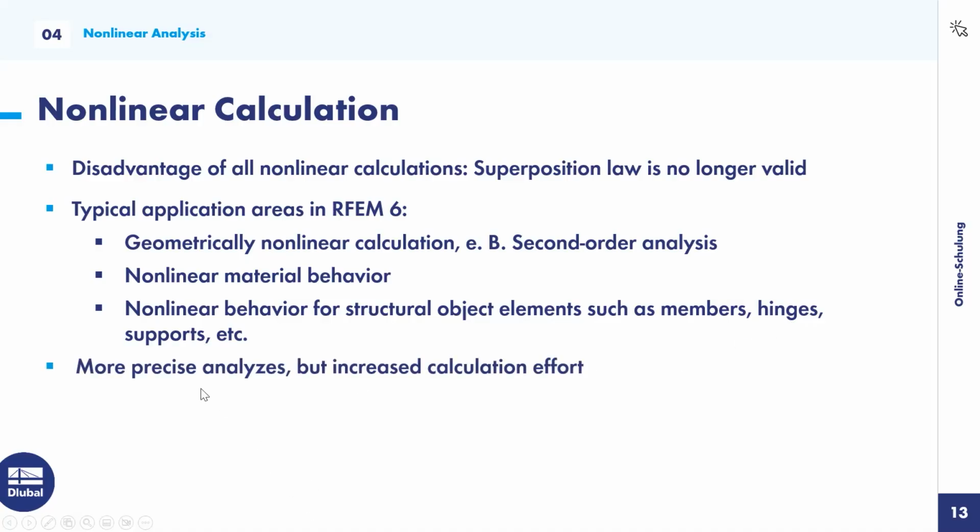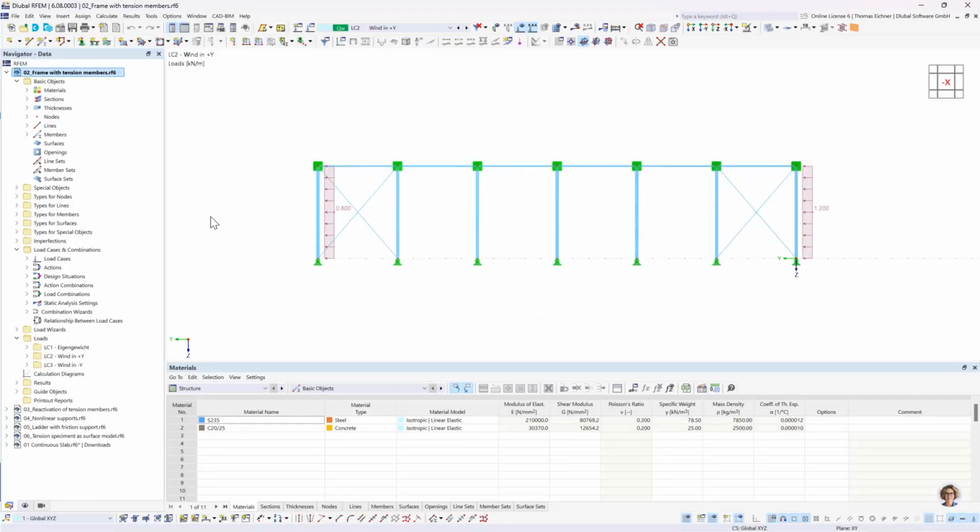Yeah, and this is the problem, as I said. We need to calculate the system multiple times. That means we have an increased calculation effort. Okay, then let's go into one model before our small coffee break. Let's go back to our nonlinearity model.